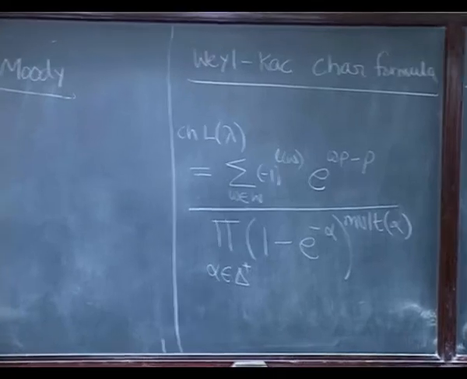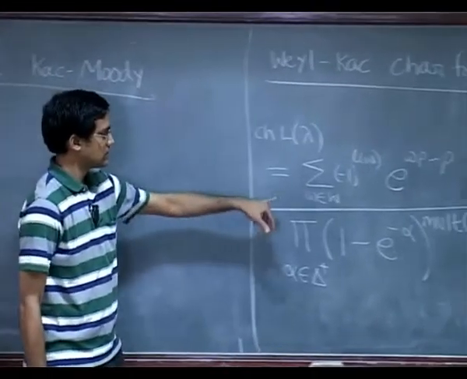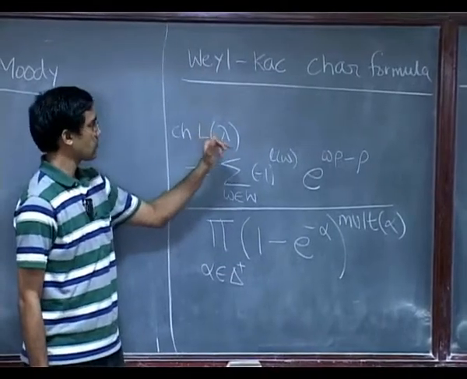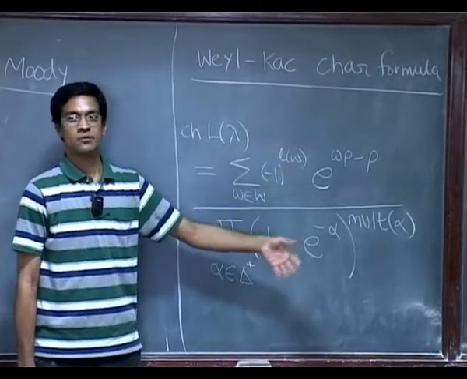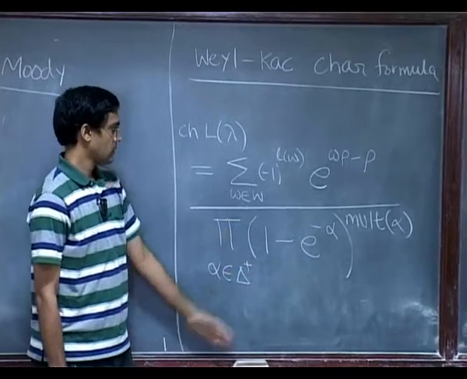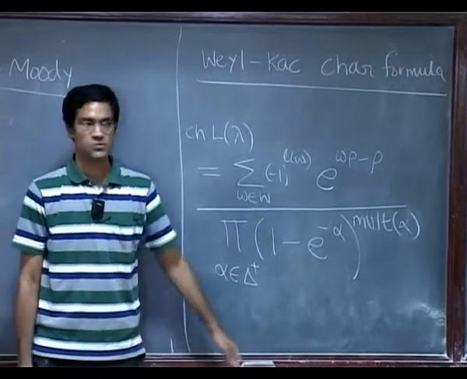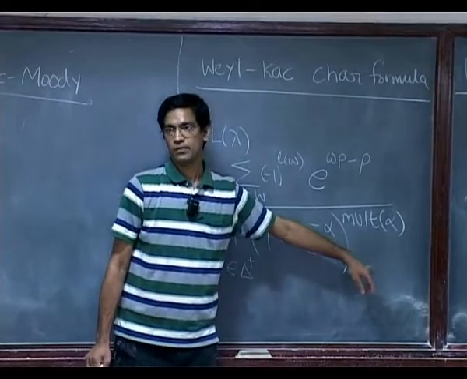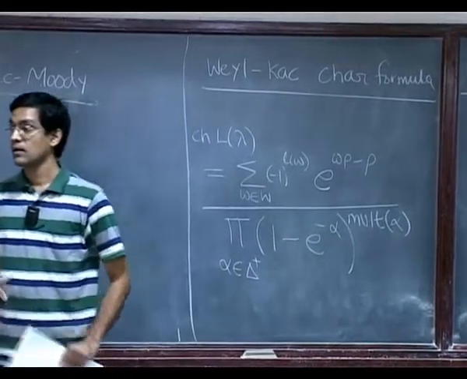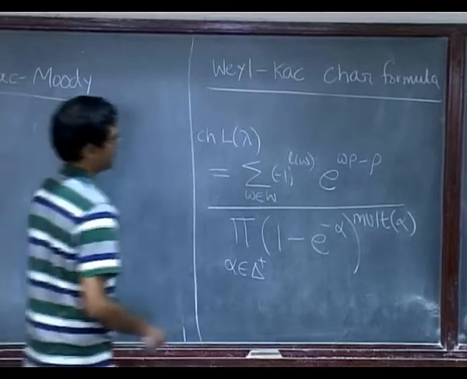Now, it looks almost exactly like the usual Weyl character formula. This is when g is any symmetrizable Kac-Moody algebra, in particular for all these affine Kac-Moody algebras. The only new ingredient is this thing called mult alpha.